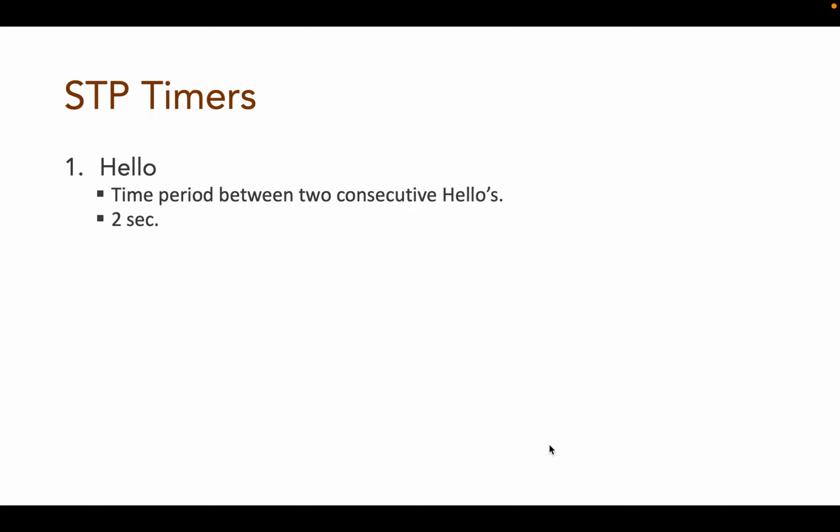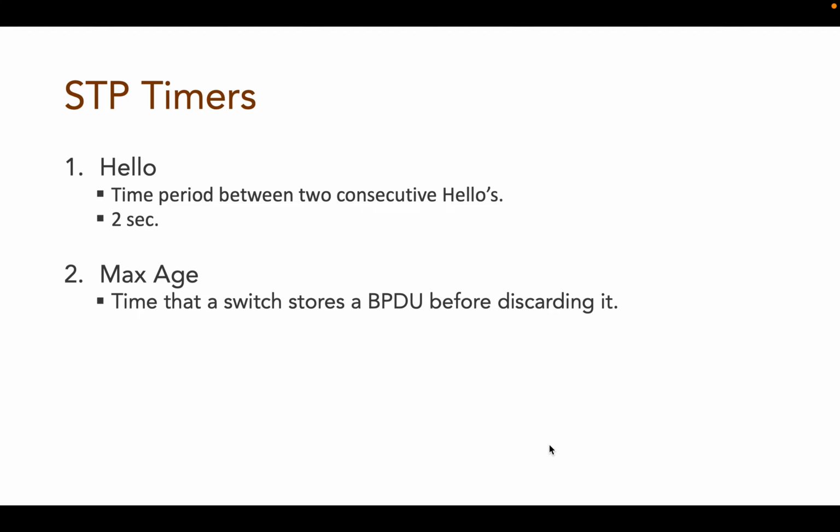Then we have the max age timer. The max age timer controls the maximum length of time that passes before a bridge port saves its configuration BPDU information. So a switch would go 20 seconds without hearing a hello before reacting.